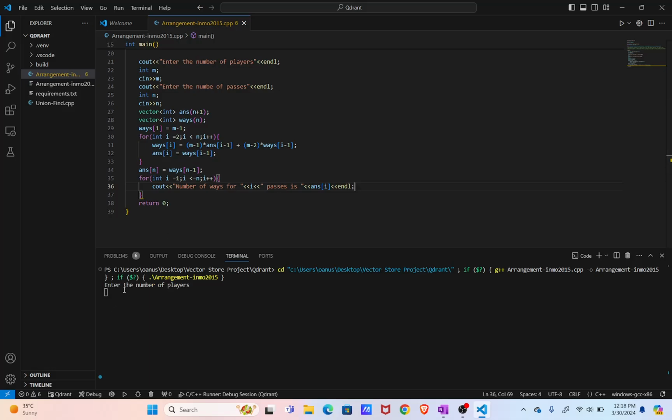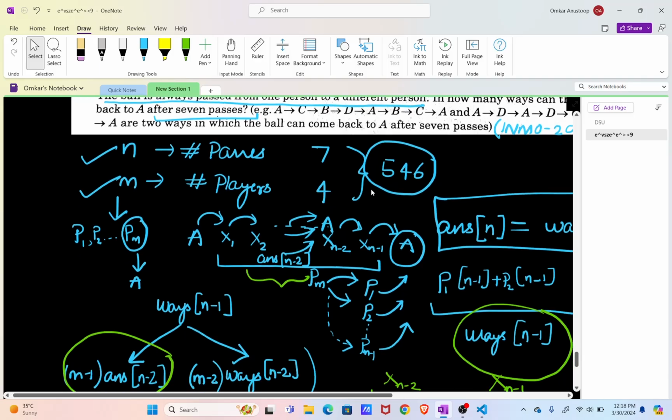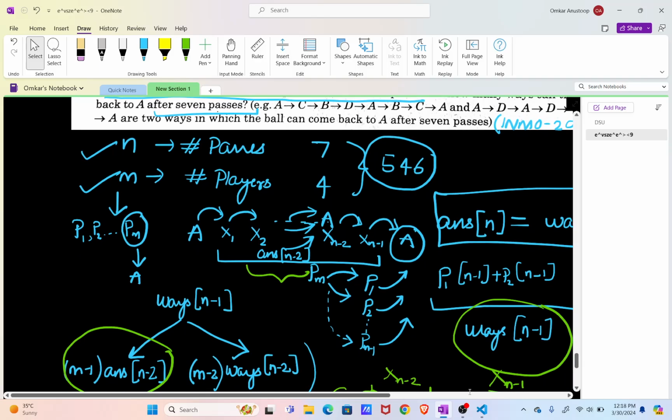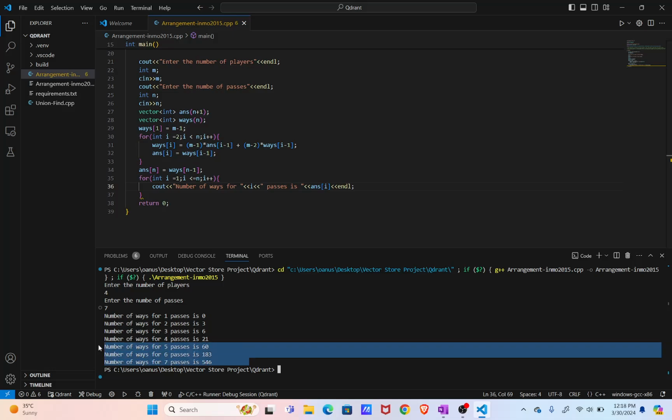Enter the number of players. So we know the answer for 4 and 7. We had derived the answer for 4 and 7 in the first video using the classical mathematical approach. So let's just try and verify that here. We have 4 players, we have 7 passes. Answer after 7 passes is 546. Voila.